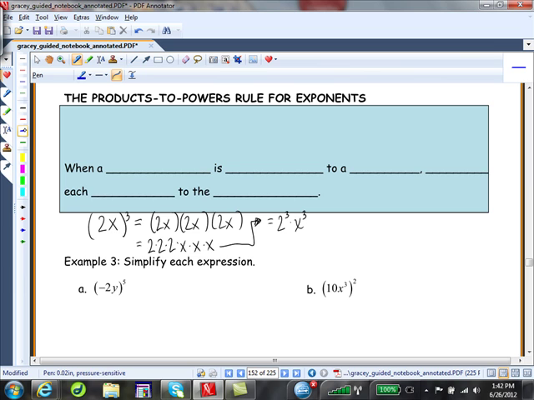So the general rule looks like this. Suppose a and b are factors, and they're being raised to the n power. You get a result of a to the n times b to the n. So when a product is raised to a power, raise each factor to the power.